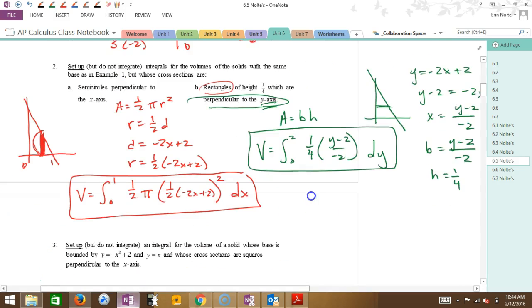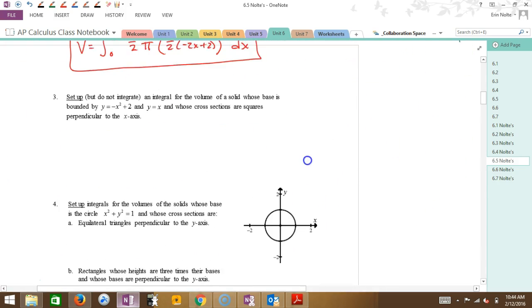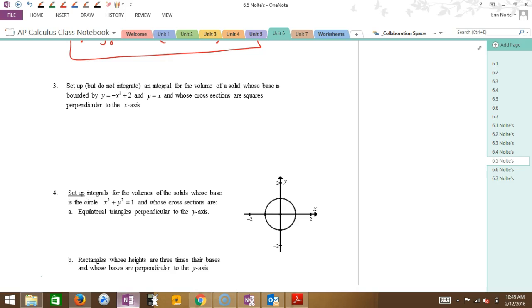Check. Example 3. Example 3 is a little bit harder because they don't draw the picture for us. So we have to do a little bit of drawing so that we can visualize, at least I do. I'm going to draw a picture. We have two equations, negative x squared plus 2 and x, and we're going to do a cross section with squares perpendicular to the x.